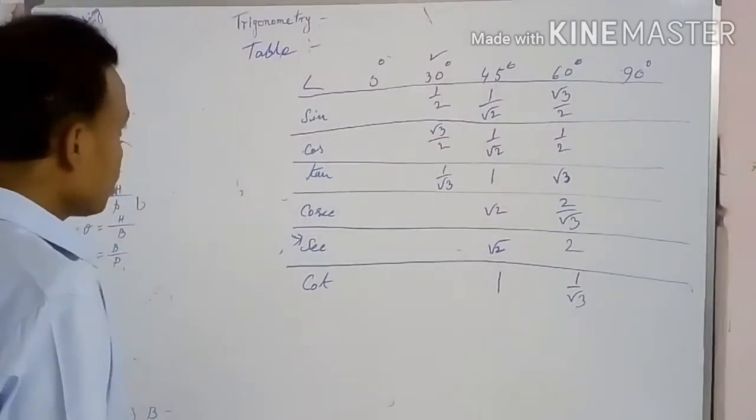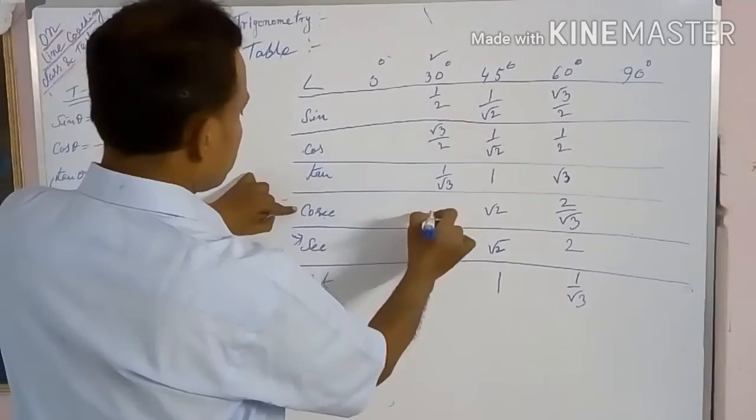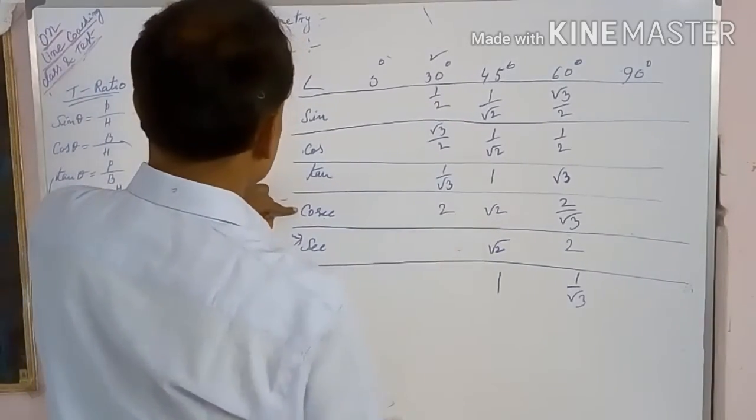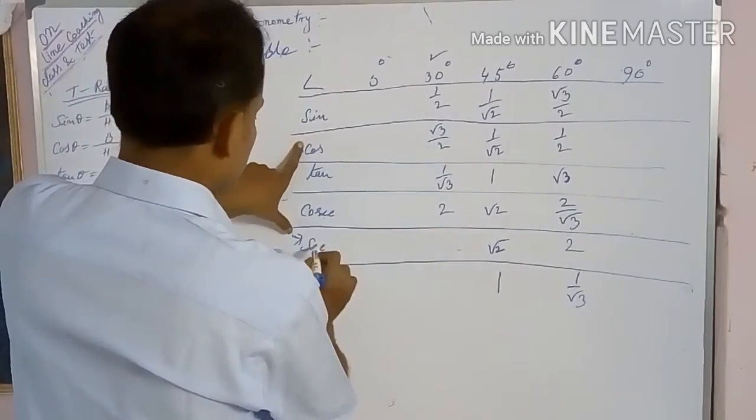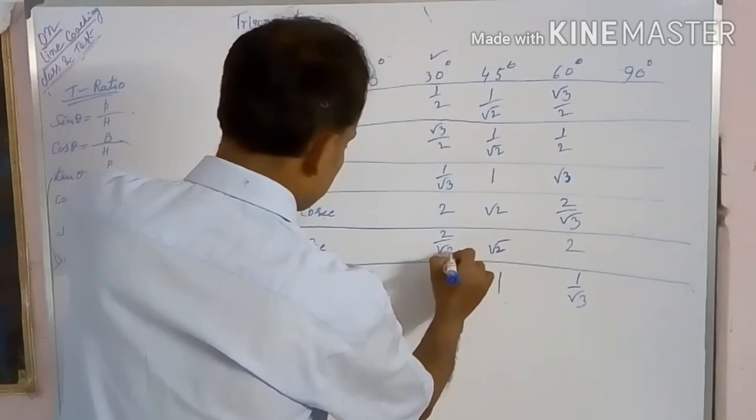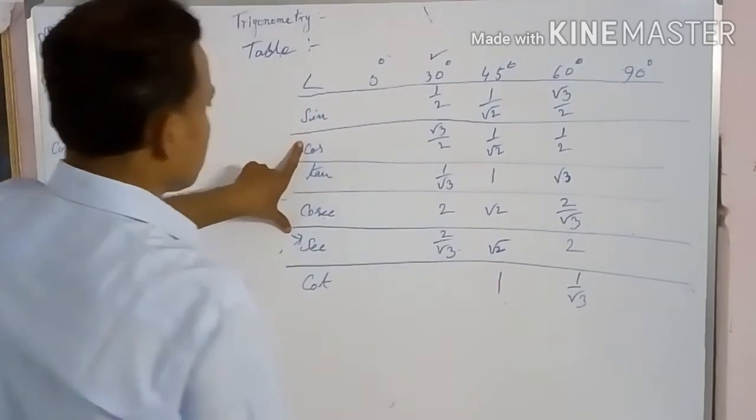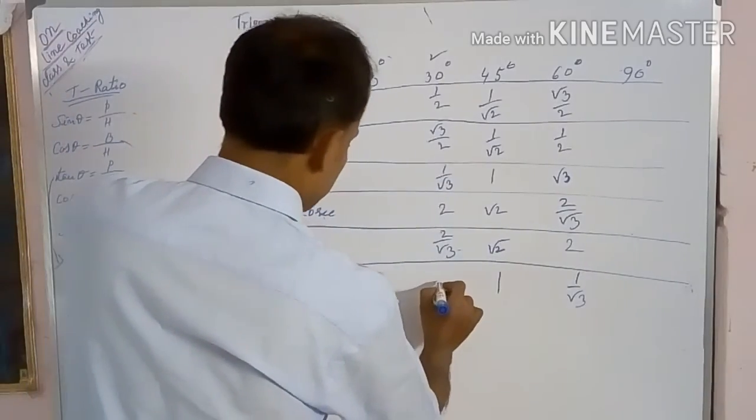So if sin theta is equal to half, then cosec theta is just the reciprocal, 2. If cos theta is equal to root 3 by 2, then sec theta is just the reciprocal, 2 by root 3, and tan theta is equal to 1 by root 3. Then cot theta is equal to root 3 only.